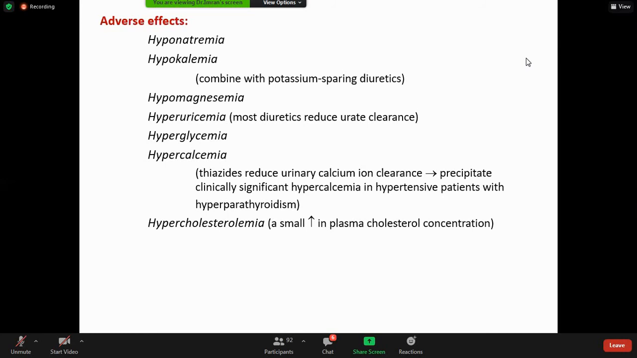hypercalcemia, this is an important point, because there is another diuretic that is supposed to be the most powerful diuretic, the loop diuretic. It causes hypocalcemia, right? But thiazide diuretics cause hypercalcemia. Why or how? Thiazides reduce urinary calcium ion clearance. So it will precipitate clinically significant hypercalcemia in hypertensive patients with hyperparathyroidism.